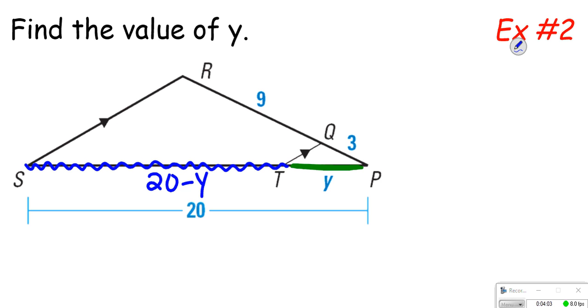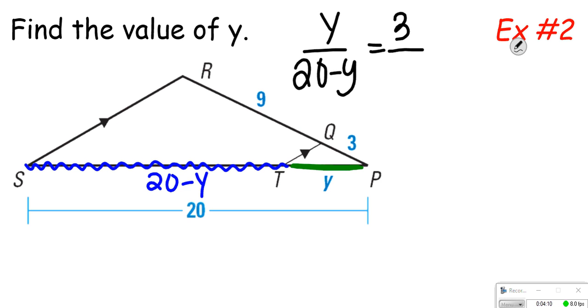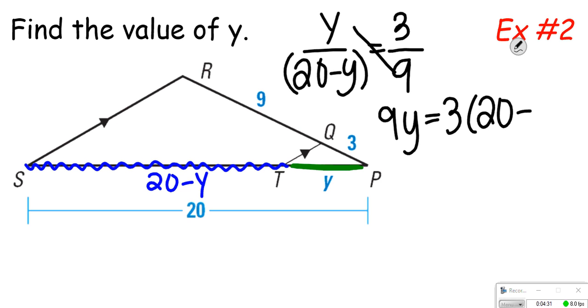So now we can set up a proportion. Y to 20 minus Y equals 3 to 9. So this is different than when we were setting up proportions for similar triangles. So make sure not to confuse the two. And now we can cross multiply to solve. So make sure you treat this like a group. So we have 9 times y is 9y, and then we have 3 times 20 minus y. Make sure you put that in parentheses so that you remember to distribute.